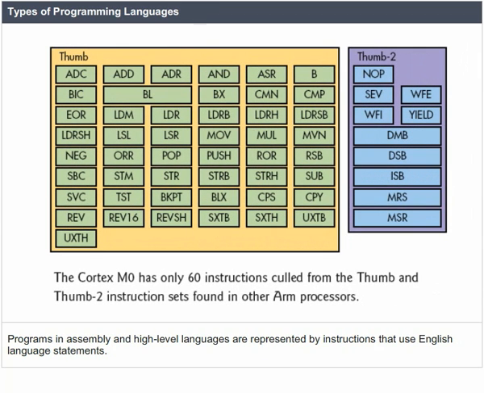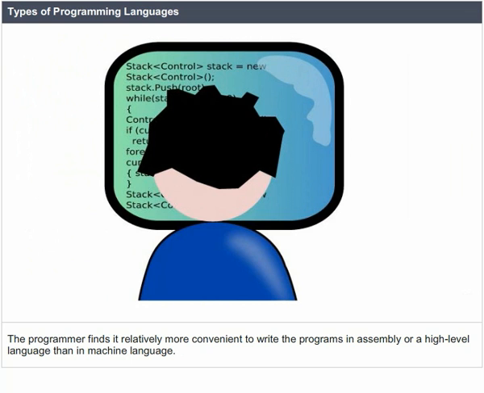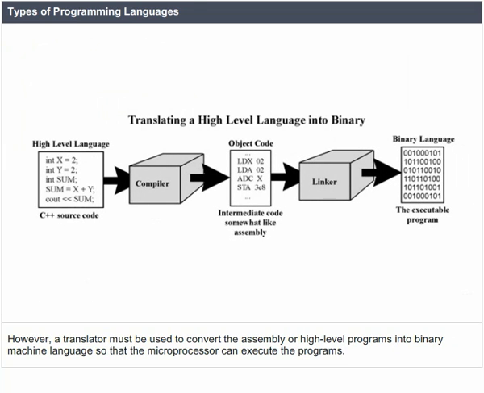Programs in assembly and high-level languages are represented by the instructions that use English language statements. The programmer finds it relatively more convenient to write programs in assembly or a high-level language than in machine language. However, a translator must be used to convert the assembly or high-level programs into binary machine language so that the microprocessor can execute the programs.